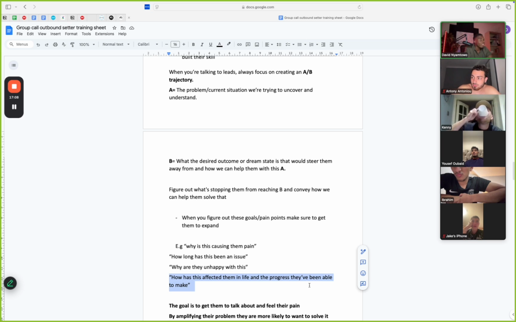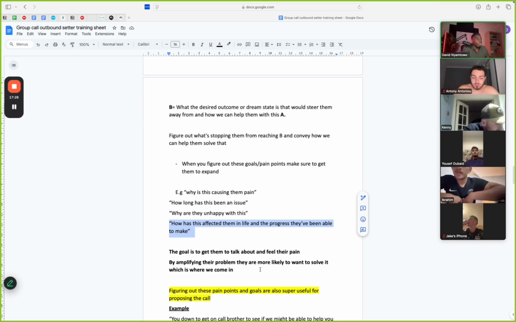But what you need to understand is that there's boundaries, and as long as you just get it a little bit above the surface line, there's like a sweet spot, right? And unfortunately, the only way you guys know is the more experience you pick up. Okay, but the goal is to talk to them more and get them to feel their pain. The way you do that is just by amplifying their problem. They are more likely to want to solve this. This is where we come in.